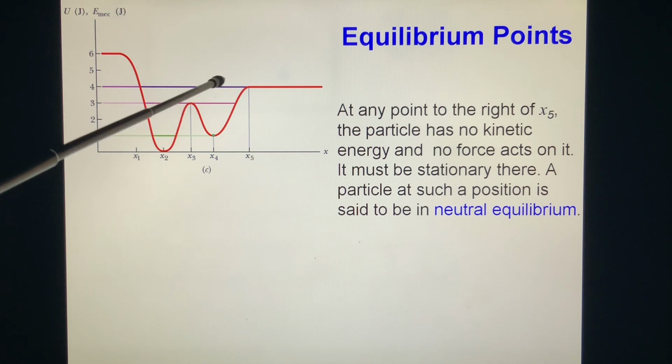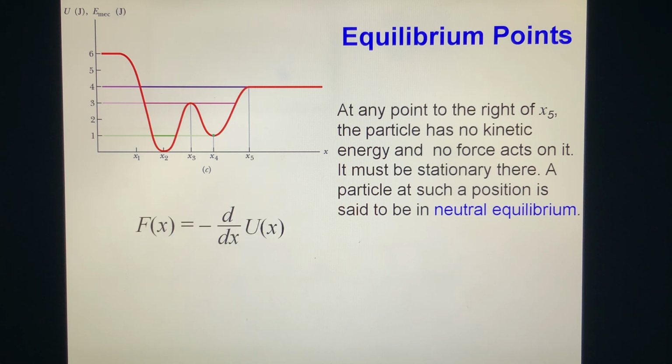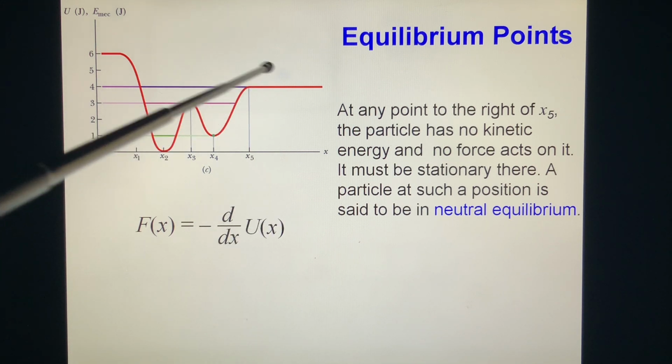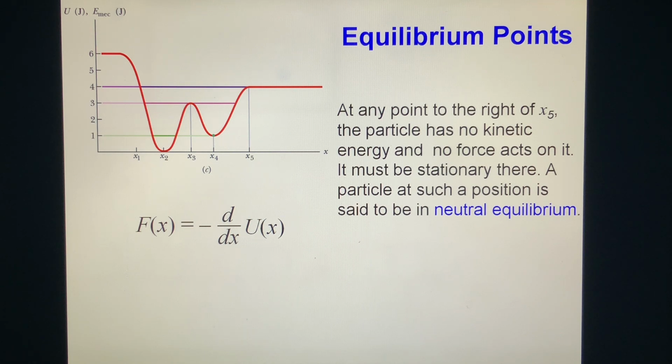A particle at such a position is said to be in neutral equilibrium. And we know this one. U is the same, so dU/dx equals 0, F equals 0. It does not have any force acting on it.